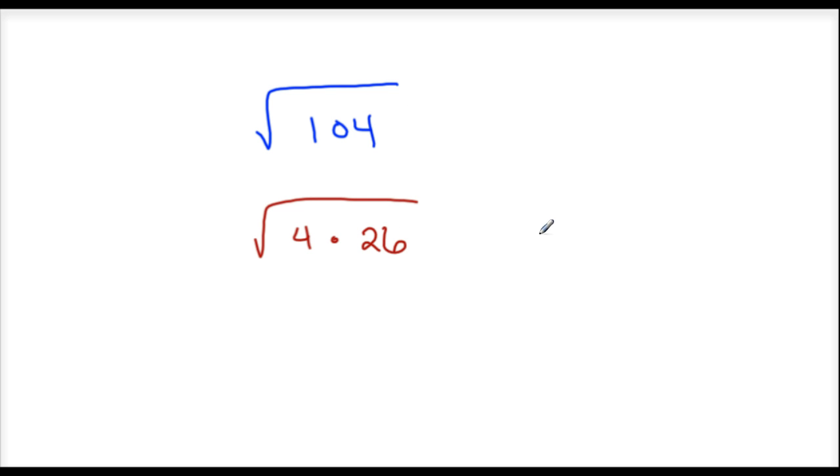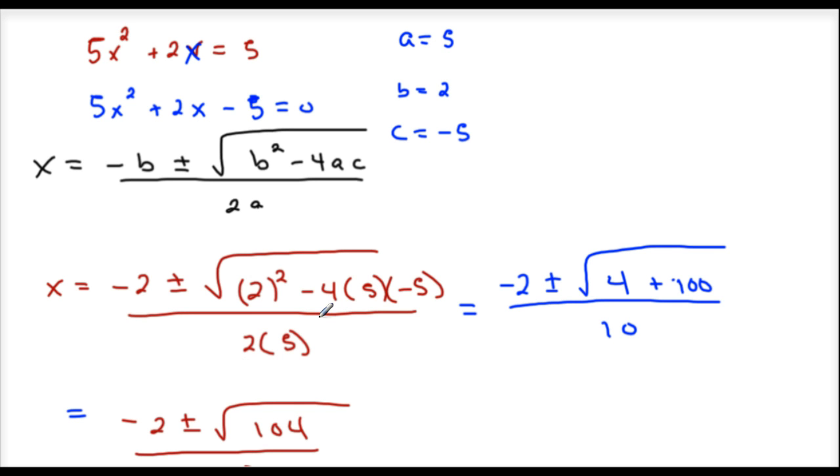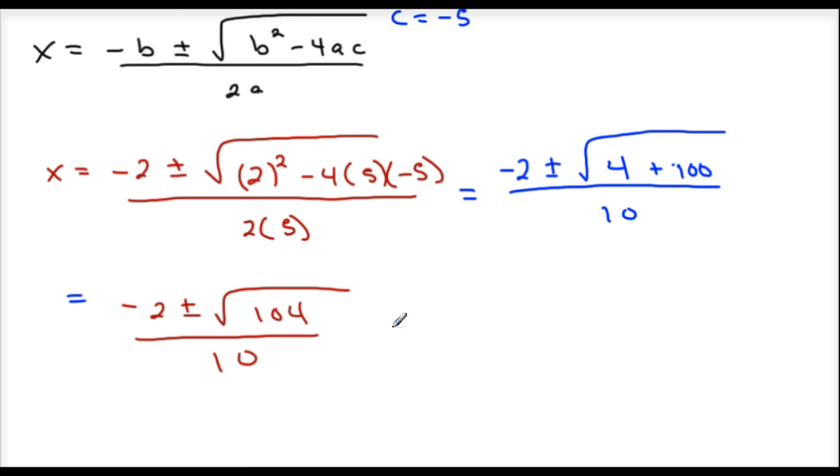So 4 times 26 is 104. What is the square root of 4? So that goes away, and 2 comes on the outside. What is the square root of 26? Can't take the square root of 26, so leave it as radical 26. So this part here becomes negative 2 plus or minus 2 radical 26 over 10.